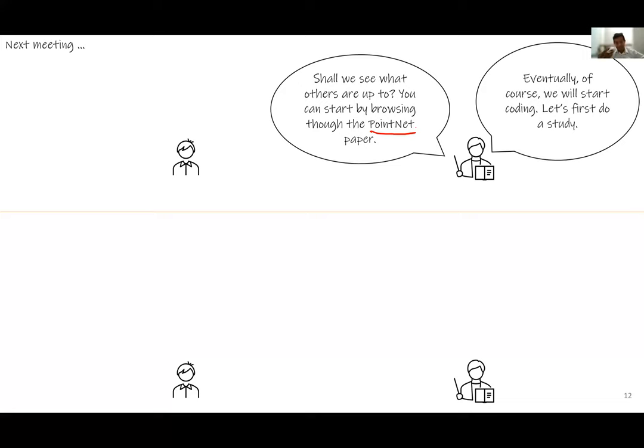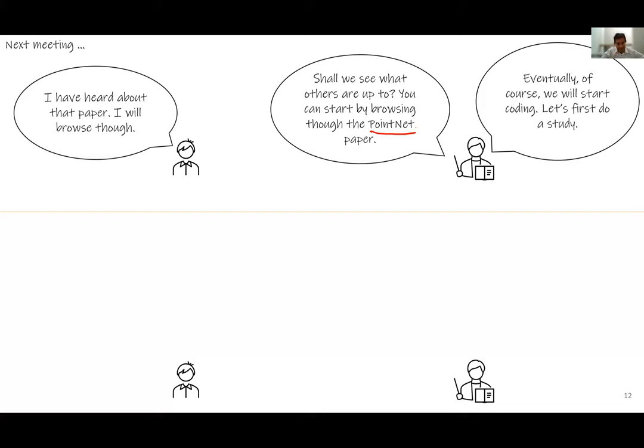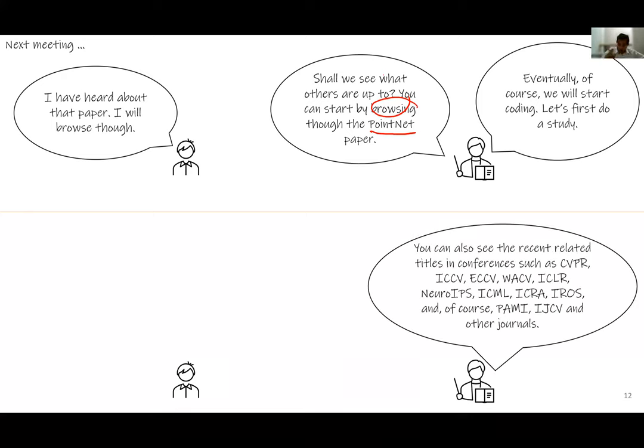So the professor is pointing to a great paper. The student says, oh, I heard about that paper, I will browse through. And you see, the professor is not asking him to read the paper, right? Just asking him to browse through the paper to give him an idea. You can also see the recent related titles in conferences.